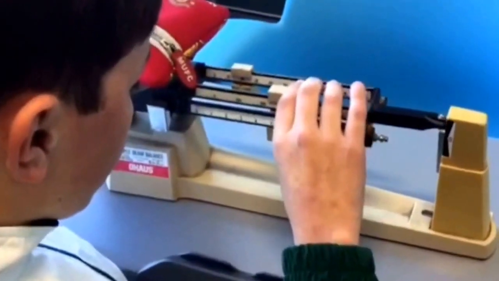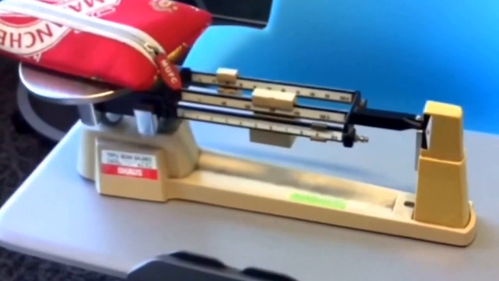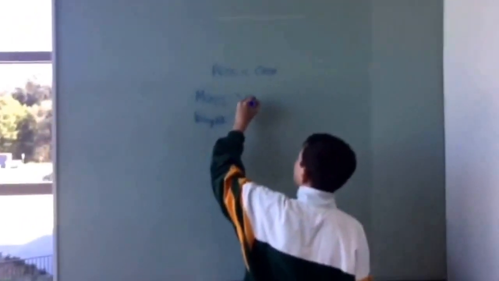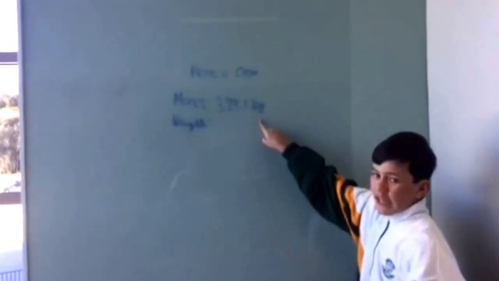Okay, see how it's moving? That means now it's too heavy. So 300. Okay, so we watch. Okay, so the mass of this pencil case here, we'll write as 329.1 kilograms. So you write kilograms as kg.